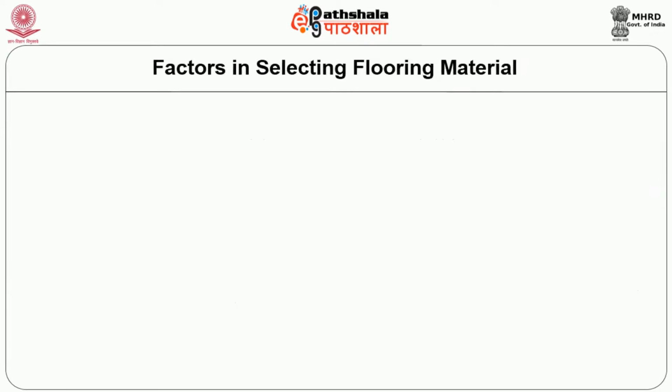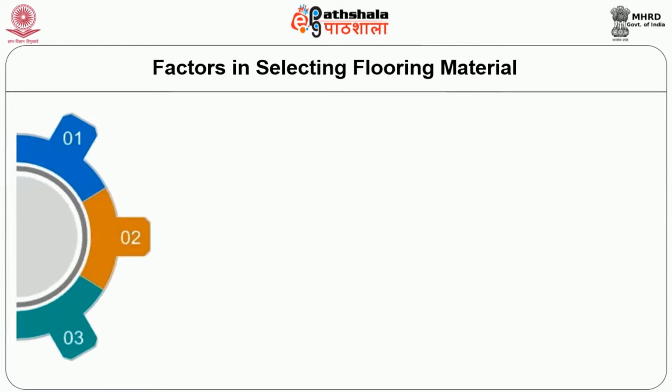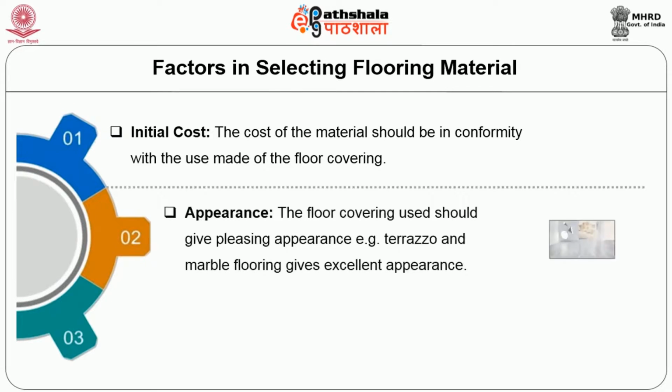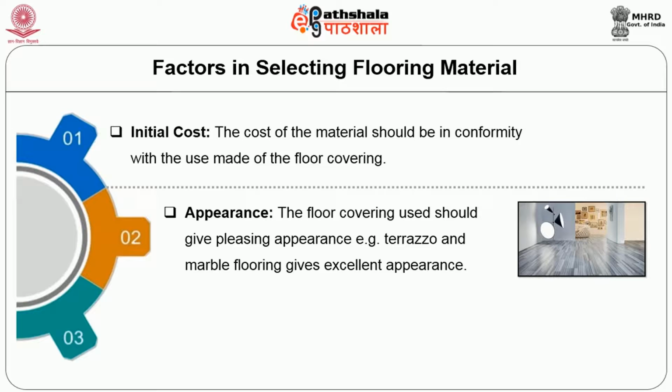Now, what are the factors which will help you in selecting the floor material? The first one is the initial cost. The cost of the floor covering is very important and needs to be taken into consideration, because the cost of the material should be in conformity with the use made of the floor covering. The second is the appearance. The floor covering used should give a pleasing appearance. For example, terrazzo and marble flooring give an excellent appearance.